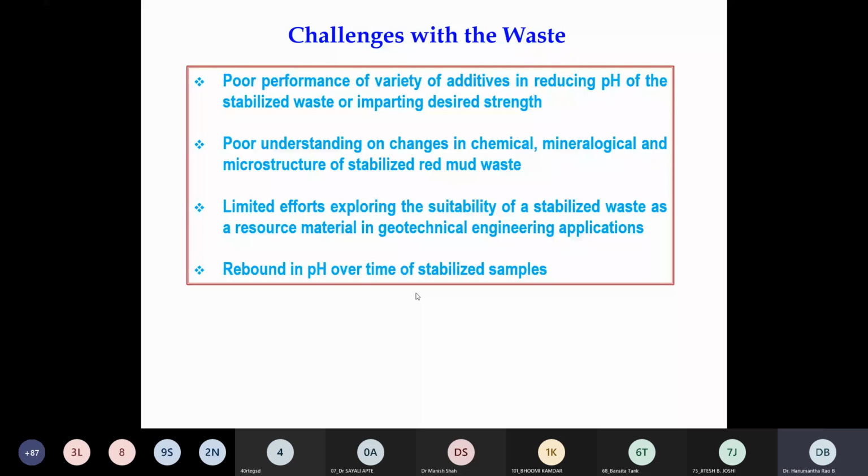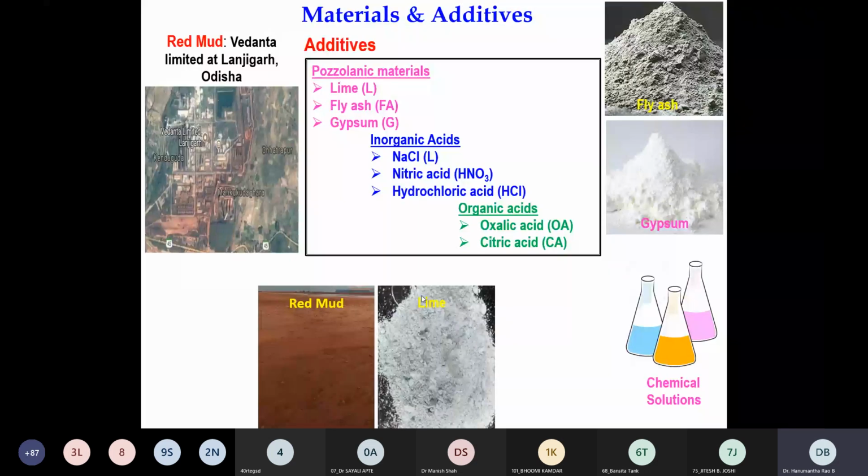So I'm going to talk about the stabilization of this material, or conversion of the alkaline material into an acceptable geomaterial, when it is treated with different additives, which include the conventional additives where we normally talk about fly ash, lime or gypsum, and also chemicals, both organic and inorganic in nature. So we can talk about addition of NaCl, nitric acid, or hydrochloric acid, because these are the chemicals normally used in acid-base reactions.